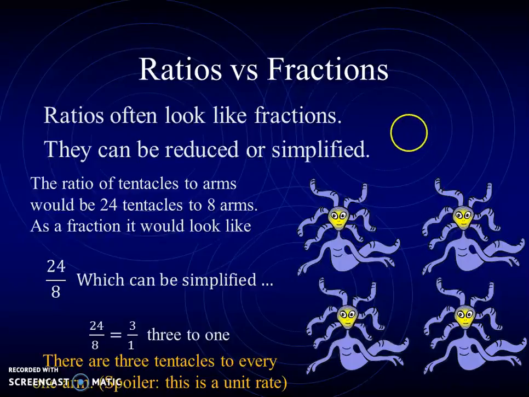Okay, ratios can be reduced or simplified. The ratio of tentacles to arms, if we're looking at these 4 aliens, a tentacle is the things that are growing out of their heads. Those are the tentacles. So they have 24 tentacles to 8 arms. As a fraction, it would be the first one over the second one. 24 to 8, which can be simplified. 24 to 8 equals 3 to 1. There are 3 tentacles to every 1 arm. This is called a unit rate, which we'll get into here in just a minute.